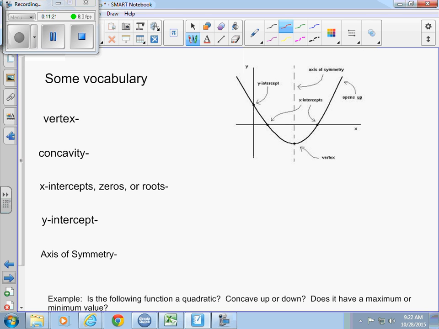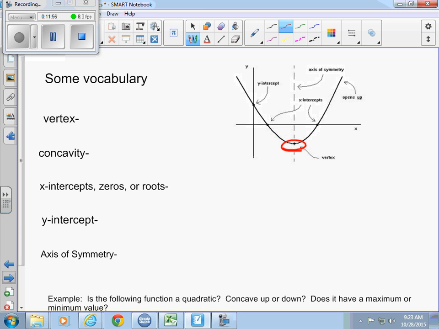Okay, these are some vocabulary we're going to look at. I'm not going to actually define them here. I think we probably hit that mainly on the bell ringer, but the vertex of a parabola is the maximum or minimum value. It's this point here. X-intercepts are where I cross the x-axis, the y-intercept is where I cross the y-axis. Concavity is which way it opens. The axis of symmetry is the vertical line that runs up the middle of the parabola.